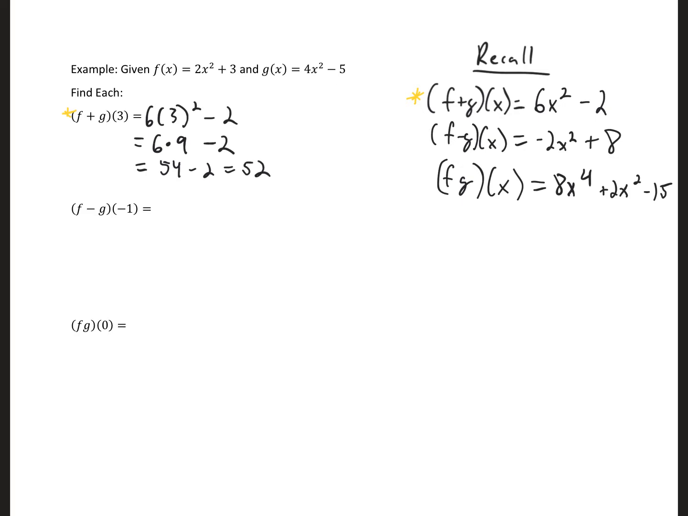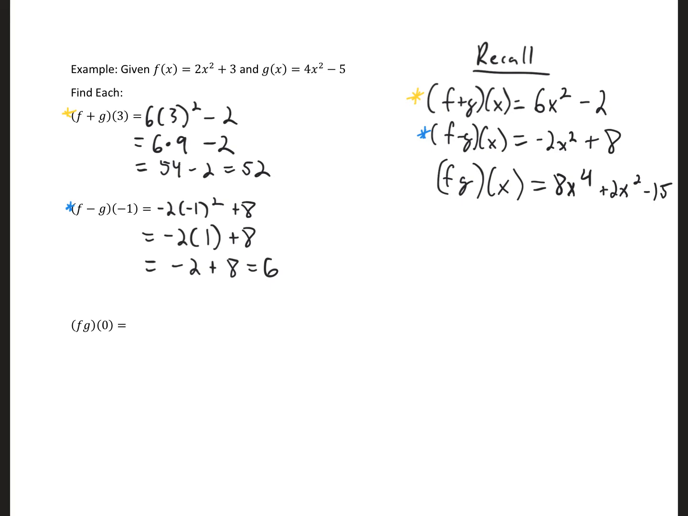If I want to find f minus g of negative 1, I need to use the f minus g function and plug in x. So this would be negative 2 times negative 1 squared plus 8. That's negative 2 times negative 1 squared, which is positive 1, plus 8. Negative 2 plus 8 is 6.